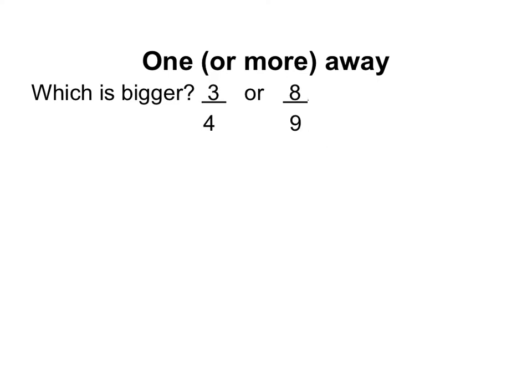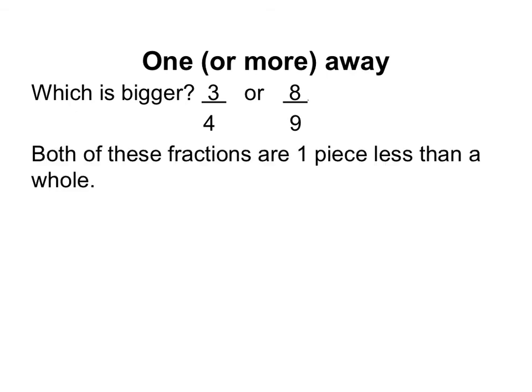Okay, which is bigger? 3/4 or 8/9? These two fractions are one piece away from, hopefully you said 1. The difference is now we're one piece less than 1. So we're missing a piece from our whole. 3 of those pieces, I need 1 more to make a whole. 8 pieces, I need 1 more to make a whole. So we need to figure out which of those missing pieces is bigger and which one is smaller.